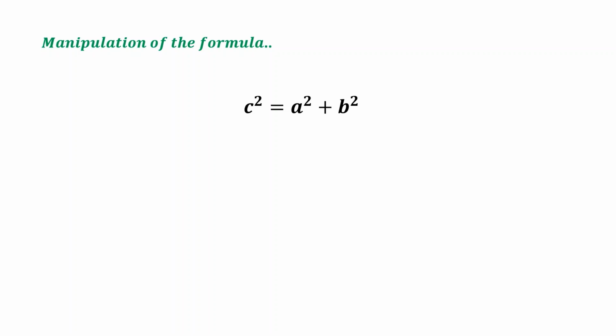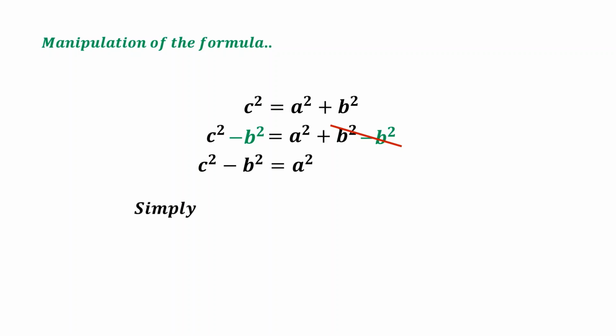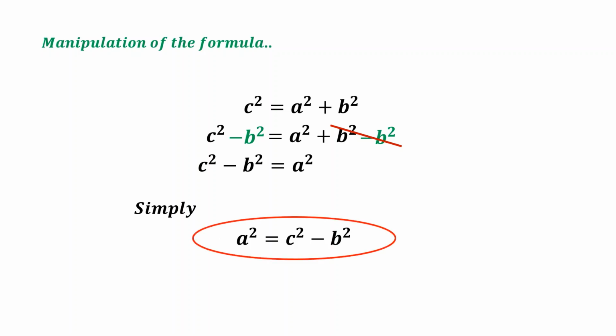Using the addition property of equality, we need to add the inverse of positive b squared on both sides of the equation. So, the inverse of positive b squared is negative b squared. Then, we will add negative b squared to both sides of the equation. So, we have c squared minus b squared is equal to, and we cancel the b squared minus b squared. The remaining is a squared. Or simply we can write a squared is equal to c squared minus b squared.